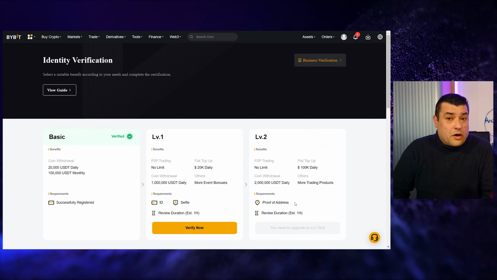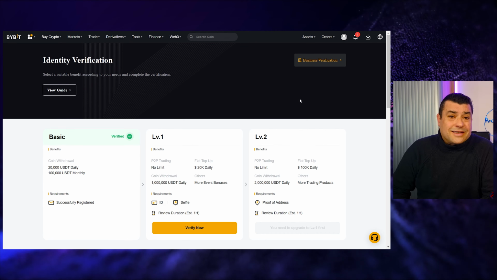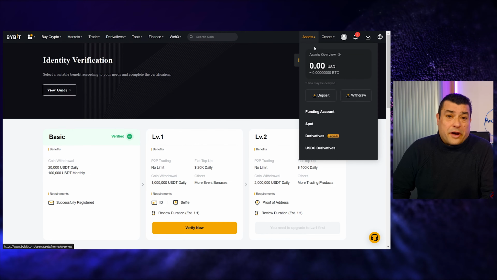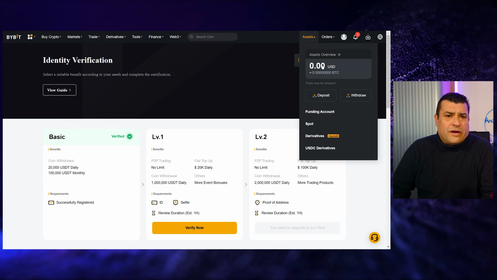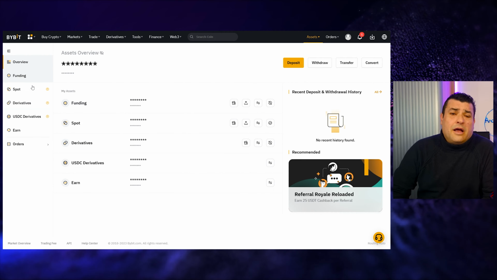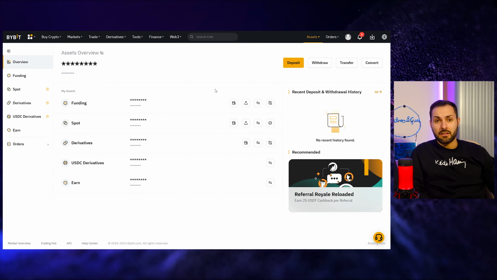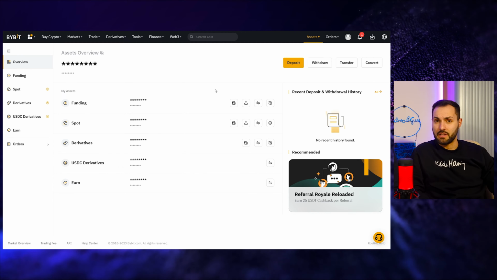After securing your account, you can start depositing funds by heading to the Asset section in the top right corner and selecting Asset Overview. Assets are divided into spot, derivatives, funding, USDC derivatives, and earn. In this beginner-friendly guide, we will focus on spot trading and briefly discuss how to earn passive income through Bybit.